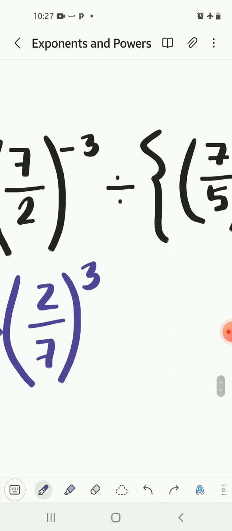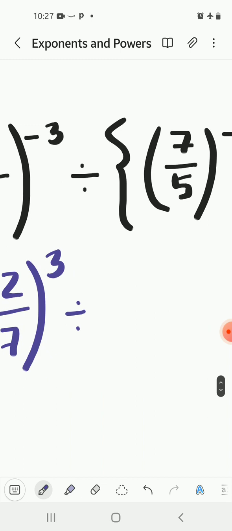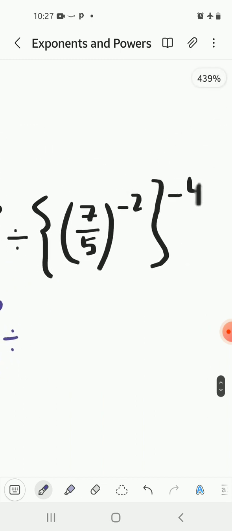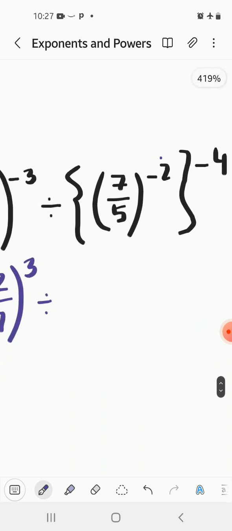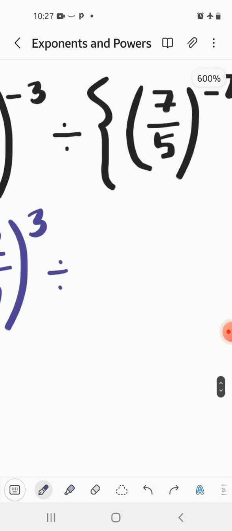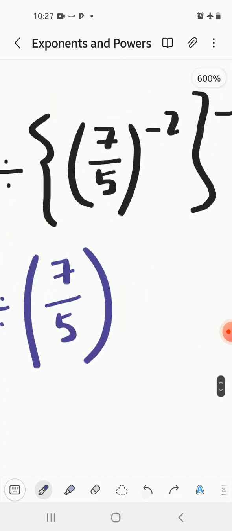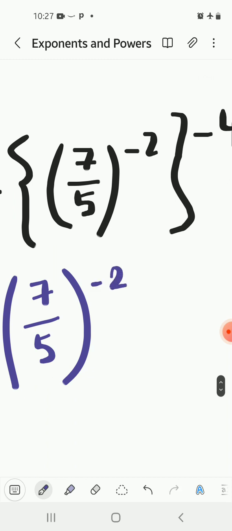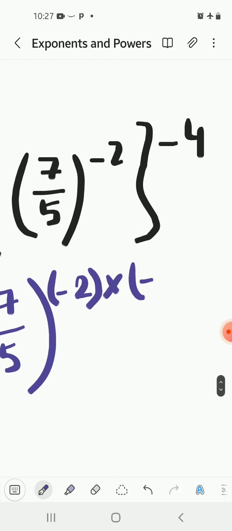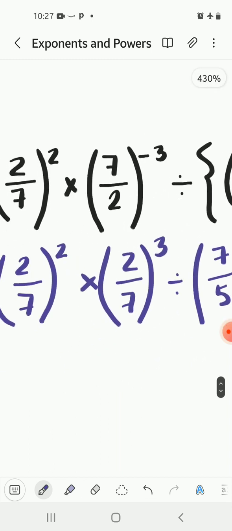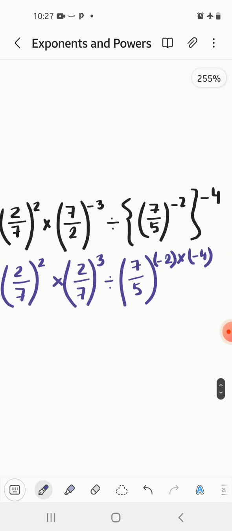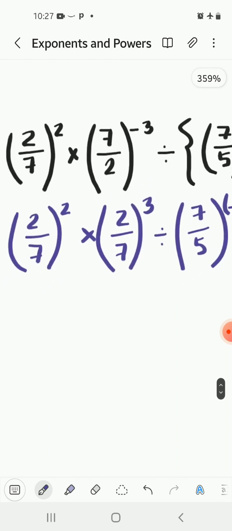You can see. Next, division. First, we are going to solve this part. You can see there are two powers, so they need to be multiplied. So we're going to write 7 by 5, remove the curly brackets over here, and multiply the powers minus 2 and minus 4. Because there are minus powers, I've multiplied them and kept them within brackets.